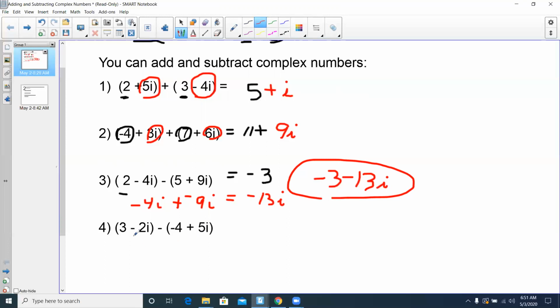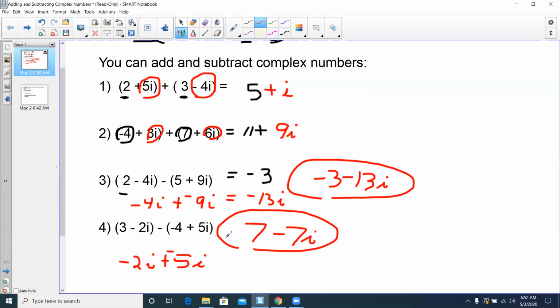Okay, let's go down on this one. We have 3 minus minus, so that becomes a plus plus, right? So that's 7. Then we have negative 2i minus 5i. So we'll make that a plus negative. Negative 2i plus negative 5i is negative 7i. So that's what today's lesson is all about.